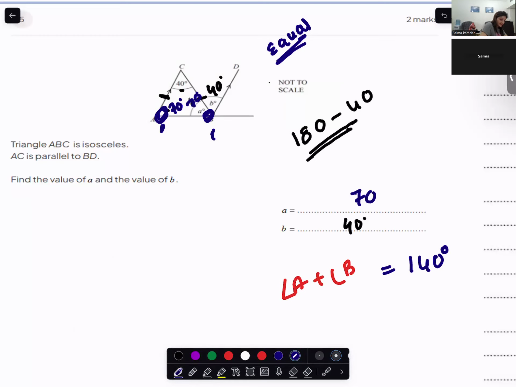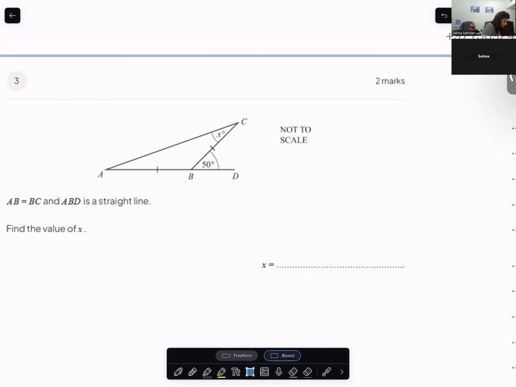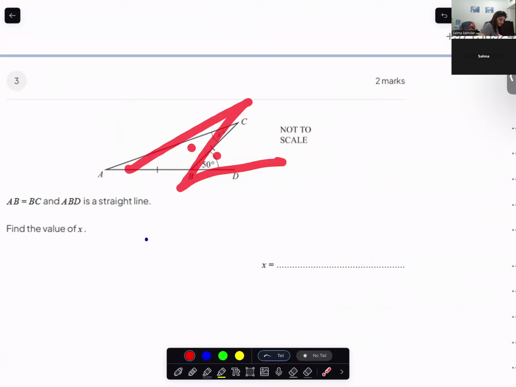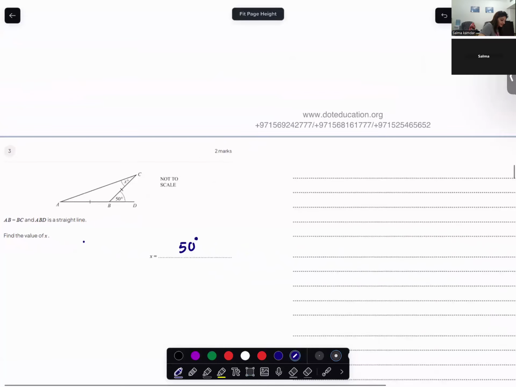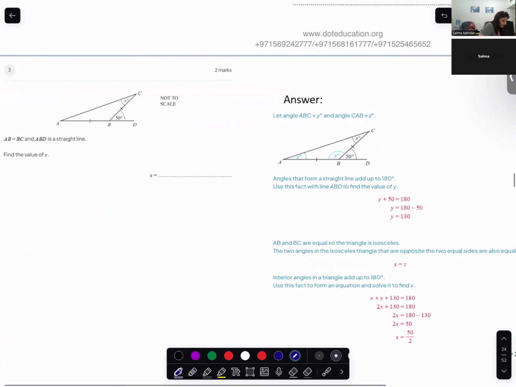Next question. Let's have a look at the next question. I've been given AB is equal to BC. That means angle X will be equal to angle A. Isosceles triangle. I want to find the value of X. I clearly see a Z over here, so X will be 50 degrees, alternate angles. I don't even need the isosceles triangle property. So I have found the value of X as 50 degrees.